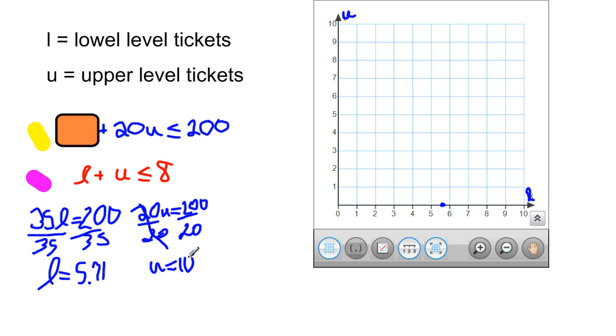So find your U axis. That's the vertical axis this time. We're going to make a mark at 10. Then draw the line. Solid line because it's equal to. Now, obviously, it has to be less than 200. So if we plug in our test point as 0, 0, you'd get 0. It'd be a true statement. So we're just going to do a quick shading because we've got a second inequality to come.